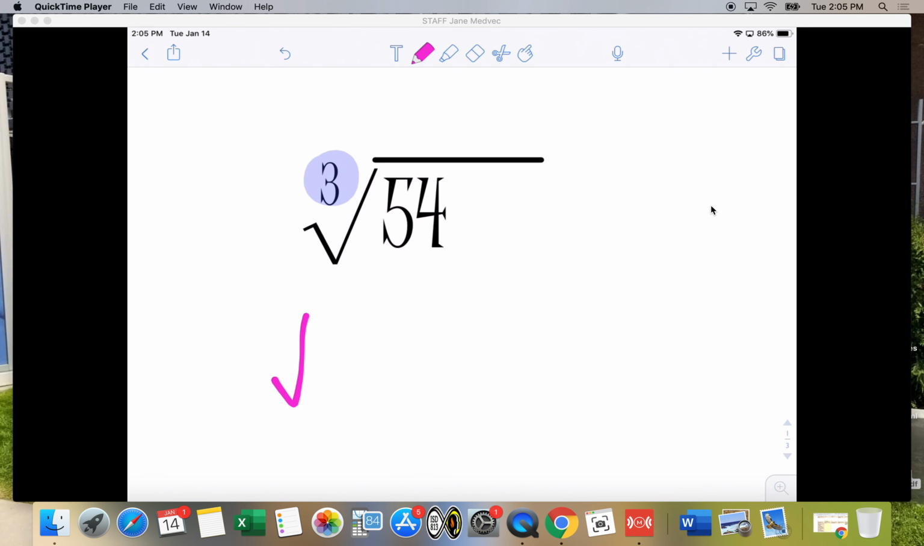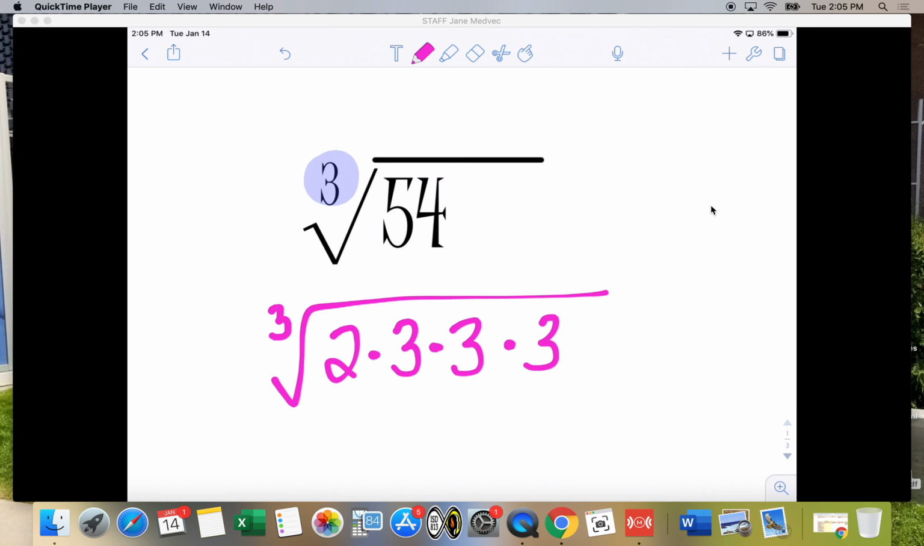Now, when I do the square root, it's not a square root, it's a cubed root. So you nestle a little 3 right in the crevice of that little check area. And then you're going to list as 2 times 3 times 3 times 3. Now, rather than circling pairs, because it's a square root, we're going to circle 3 of them. So you'll notice I have 3 threes.